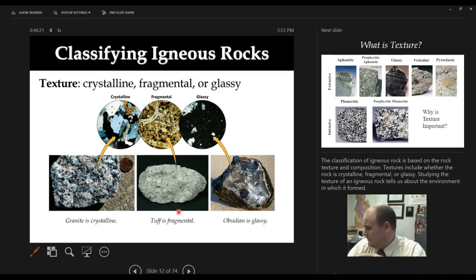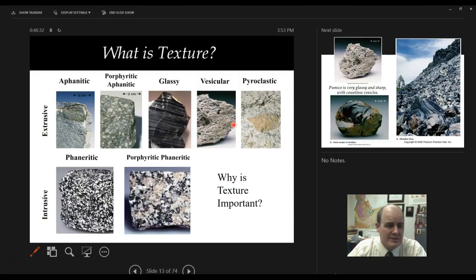Okay. And the last one here, I don't have my sample with me right now, is obsidian, which means that it cooled off so fast that it didn't get into its crystalline form. Okay. So these are three types of textures. Let me show you some more.